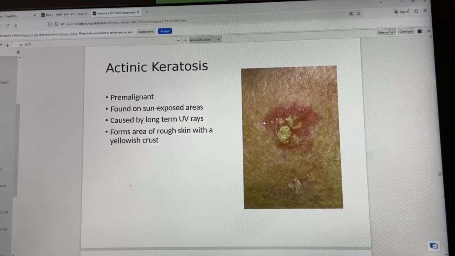These are precancerous, so if you don't get them addressed, they can turn into something worse. They usually remove these by freezing them off. If you catch it early, you can freeze them off and it's fine. But when they get more progressive, then you're going to have to do more invasive surgeries.